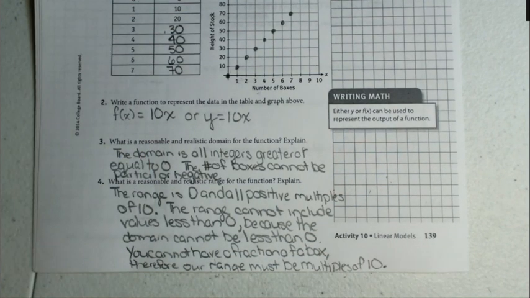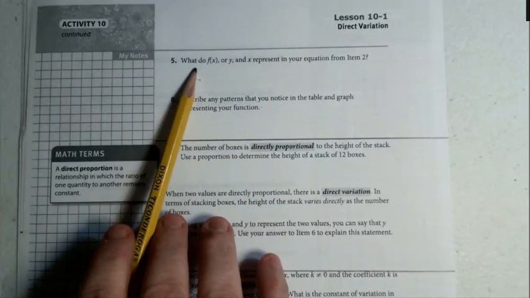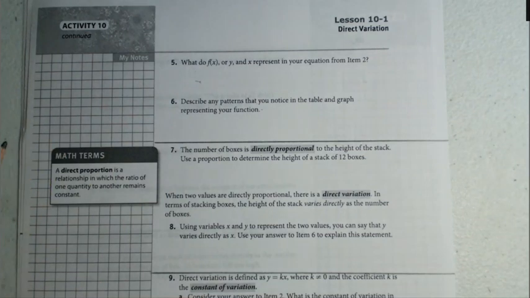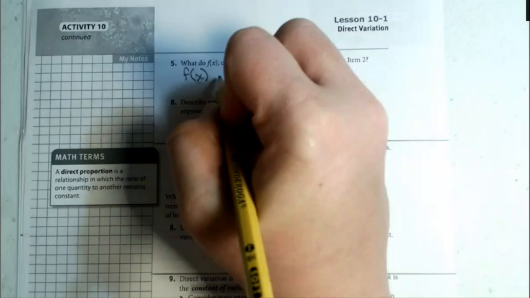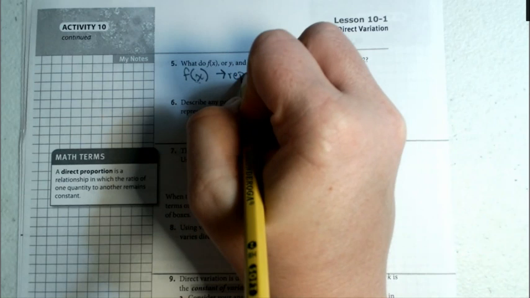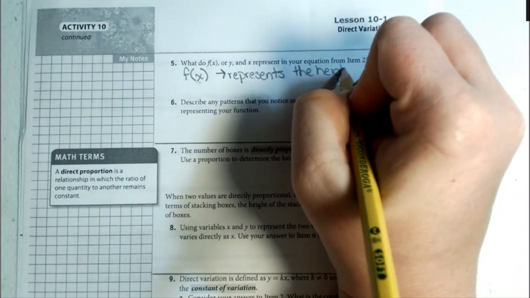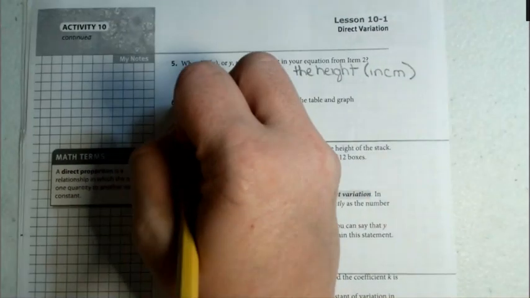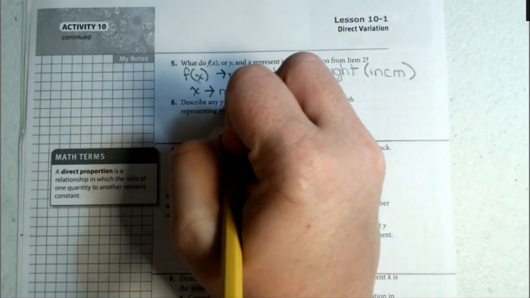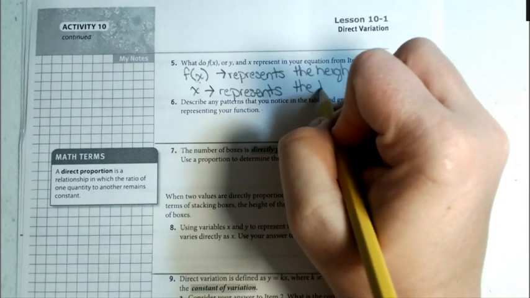All right, let's move on to question number 5. Question number 5 states, what do f of x or y and x represent in the equation for item 2? Well, f of x represents my height. And that's height in centimeters. X represents, what was my input? Oh, that was my number of boxes.